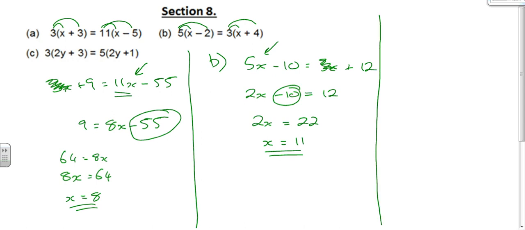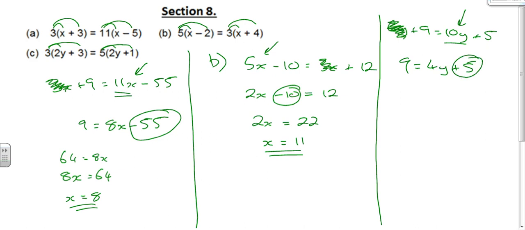And finally question C, I'll multiply out the brackets. So 3 lots of 2y is 6y. 3 lots of 3 is 9. Then the other side of the equals, I've got 5 lots of 2y equals 10y. 5 lots of 1 is 5. I'm going to get rid of these 6 y's. There's more on the other side. So if I get rid of these 6 y's, I've got to get rid of 6 of these. So end up with 9 equals 4y plus 5.